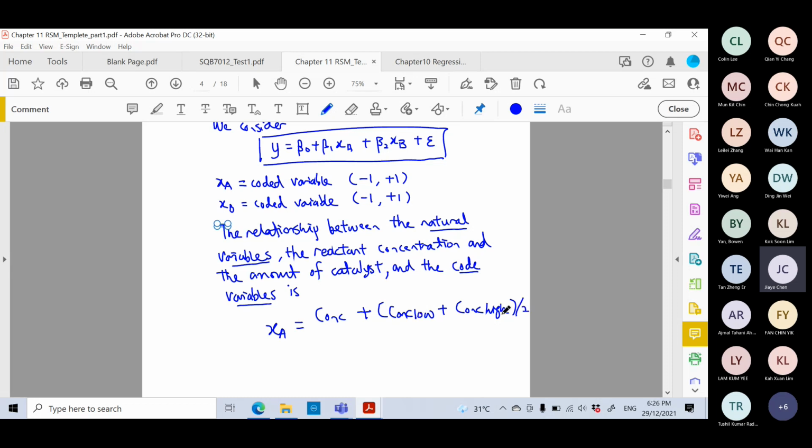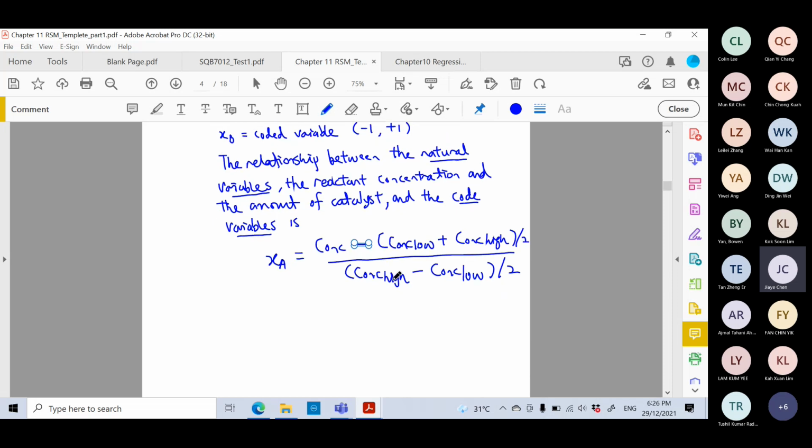You take the average value of these two concentrations, and then after that, sorry, here is not the plus, here it should be the minus, divided by the concentration of the high level minus the concentration of the low level over 2. Okay, so you can observe this one.